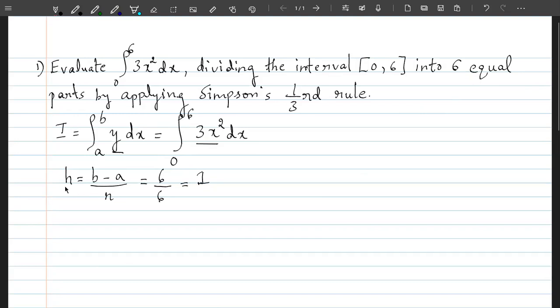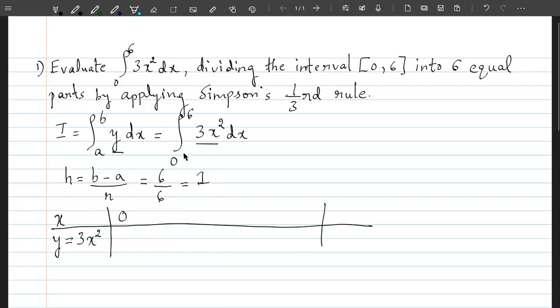So after getting the value of h, we can make the required table. The first row is the values of x, and the next row is the corresponding values of y. We already know y is 3x square. So let's write down the values. We start with the lower limit of x, which is 0, and the last value taken by x should be the upper limit of x, which is 6.